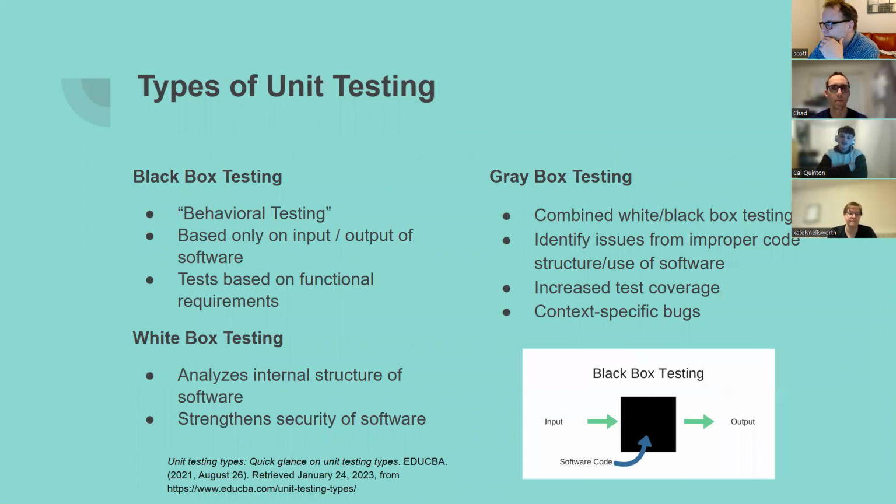Black box testing is done only based on the inputs and outputs of the software. In other words, it is done without knowledge or consideration of the code structure or implementation. The tests performed are mainly based on the requirements outlined by the customer. This type of testing only tests functional requirements, not non-functional requirements.